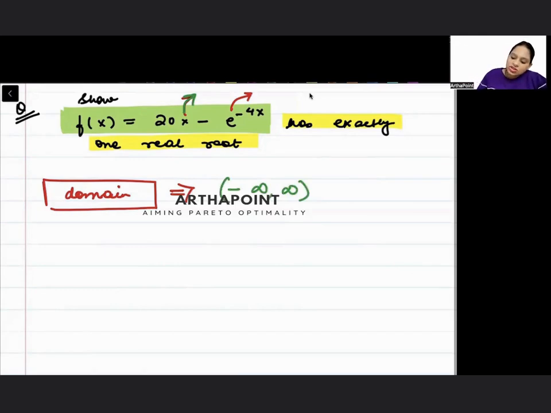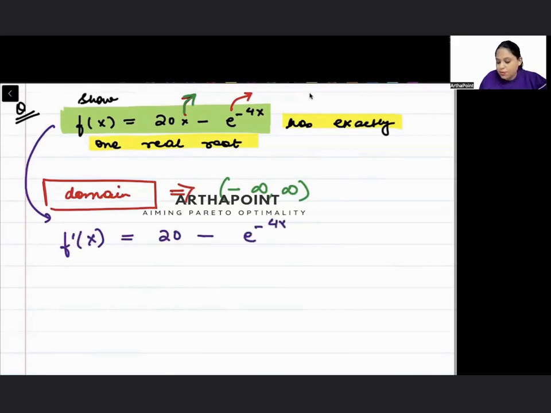ठीक है. अच्छा, now tell me that if I find out the first derivative of the function, what will you get? 20 minus e to the power 4x into minus 4. So 20 plus e to the power minus 4x.